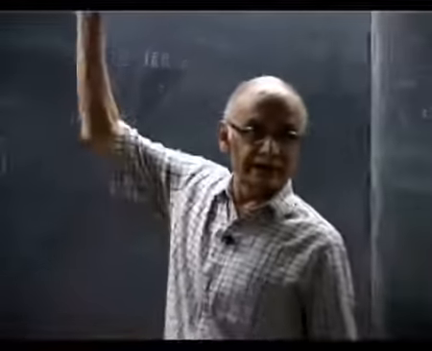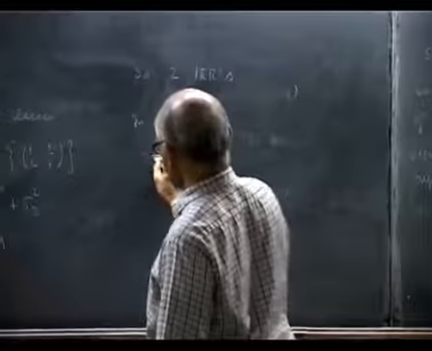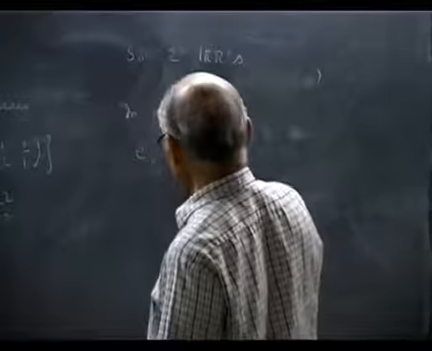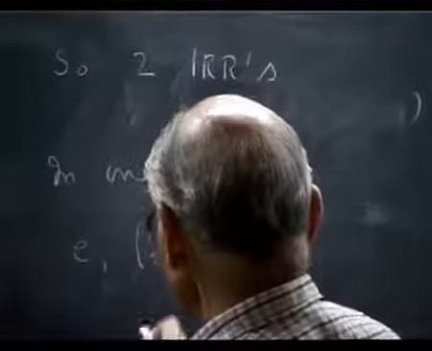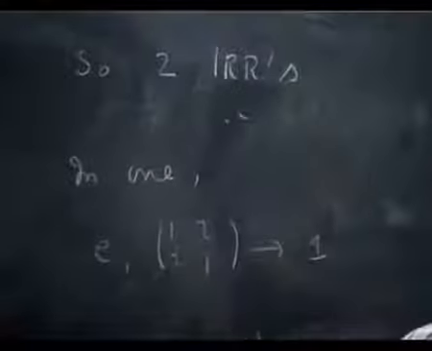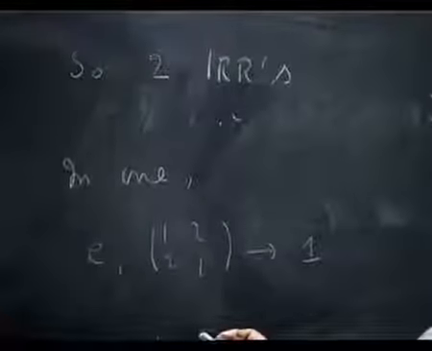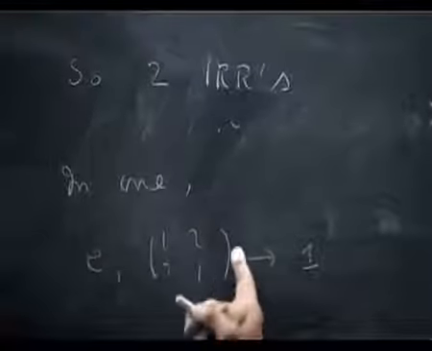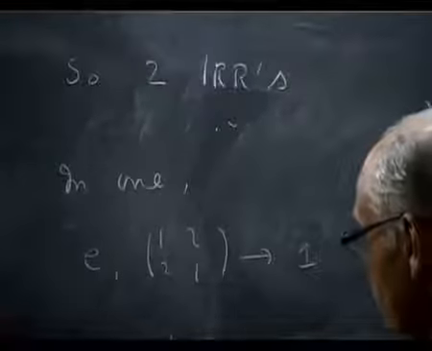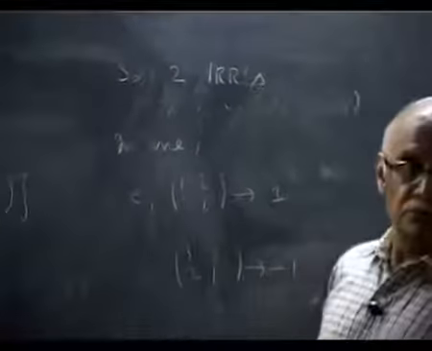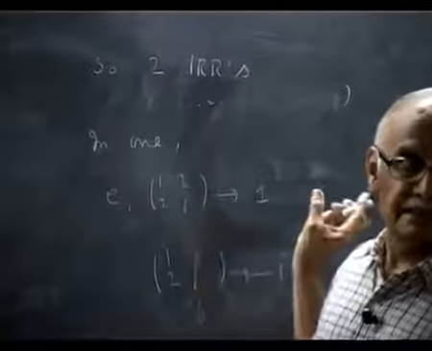One is where everything goes to identity. So both these elements, E and (1 2), go to 1. The other, what happens? You can guess. The square of this is the identity, so this can go to 1 or this can go to what? -1. This is the anti-symmetric representation. This is the symmetric representation.